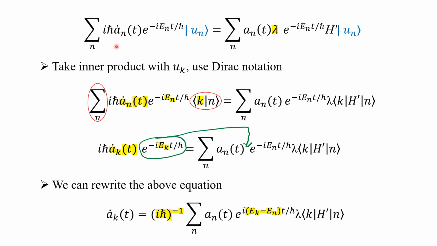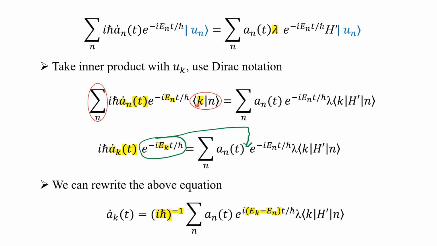So we have taken the second term of the left hand side and the second term of the right hand side. And now you take an inner product with the u_k. Using Dirac notation, u_n can be written simply as ket n. We are going to take the inner product with u_k, that is, the inner product of bra k with ket n. Then you come to the right hand side.